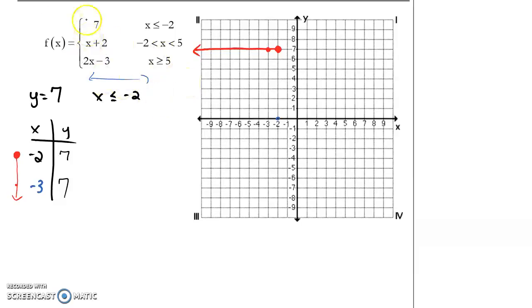Here's the one that's different. The one in the middle is not telling you exactly what numbers to put. You don't have to. When you are given 2 numbers in your inequality, you have to use both. So for the function y equals x plus 2, I just have to worry about my table. Because it's between -2 and 5, I have to choose -2 and I have to choose 5.